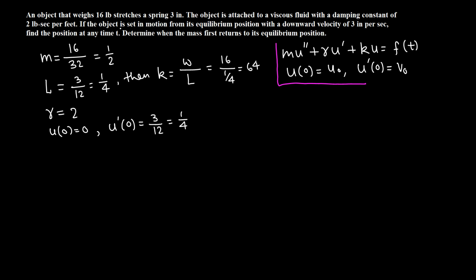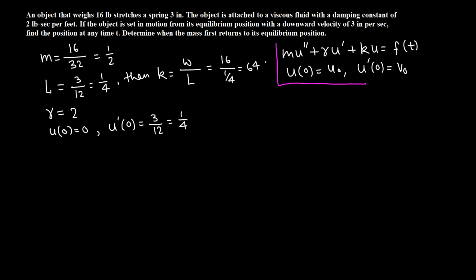Now, if the object is set in motion, that's the initial conditions now. The object is set in motion from its equilibrium position. So initial displacement is 0. That's u(0) equals 0, initial position, with a downward velocity. Downward means positive direction, so just plus, we don't have to worry about a negative sign. Downward velocity of 3 inches per second. So u prime of 0, initial velocity, is 3 inches per second. We divide by 12, so 1/4.